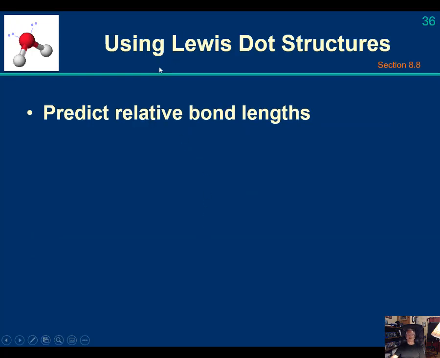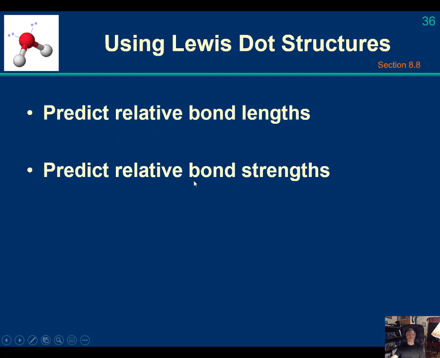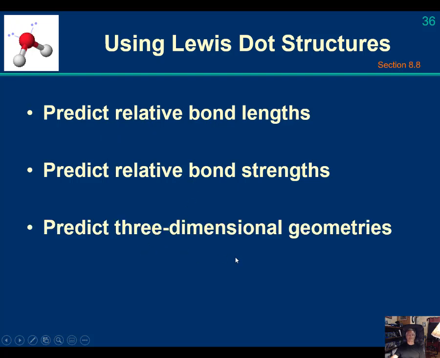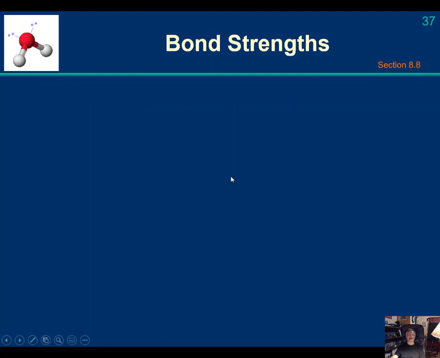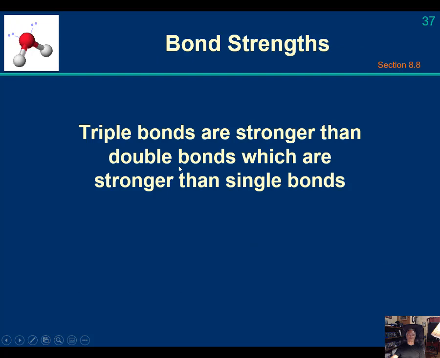So what do we use Lewis dot structures for? We can predict relative bond lengths, relative bond strengths, predict the 3-dimensional geometries in Chapter 9. That's what we're going to do. Relative boiling points, vapor pressures. We'll look at all of that in Chapter 9, and the relative solubilities. For now, this is what I want you to remember.